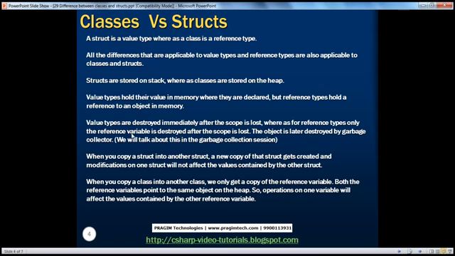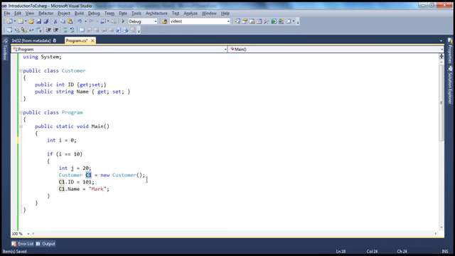Alright, value types are destroyed immediately after the scope is lost, whereas for reference types, only the reference variable is destroyed after the scope is lost. The object is later destroyed by the garbage collector. We'll be talking about garbage collection in a later session, but let's understand this point. What happens to the variables and objects that we are creating?